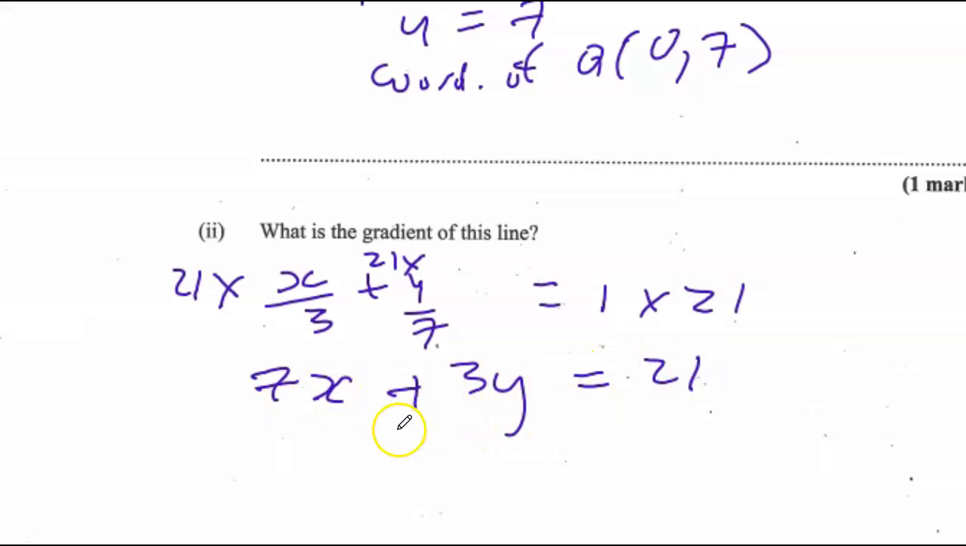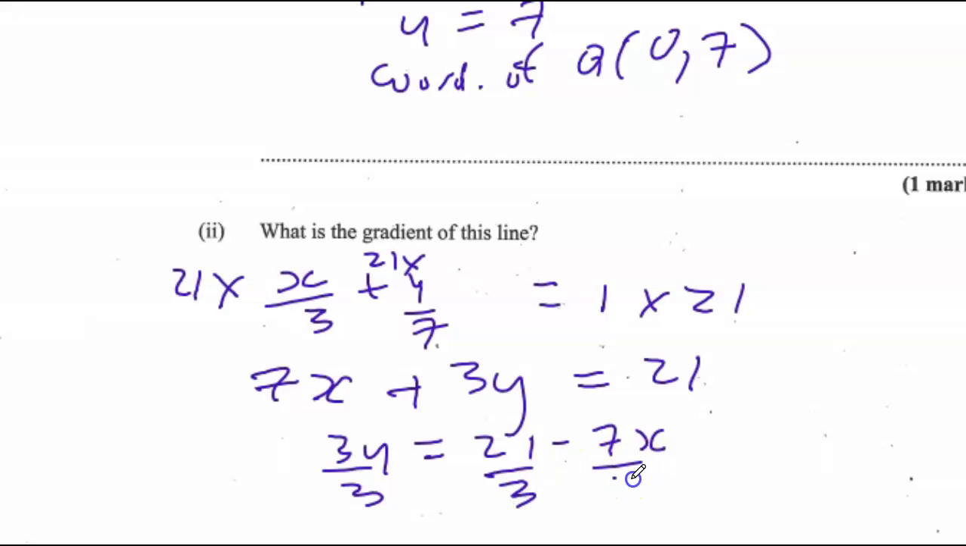So we can transpose for y. We end up with 3y equals 21 minus 7x. Divide both sides by 3. So 3 into 3, 1, so y is equal to that. Remember the gradient: now y is the subject of the formula, so the gradient is the coefficient of x. So the gradient of this line, m, is negative 7 over 3.